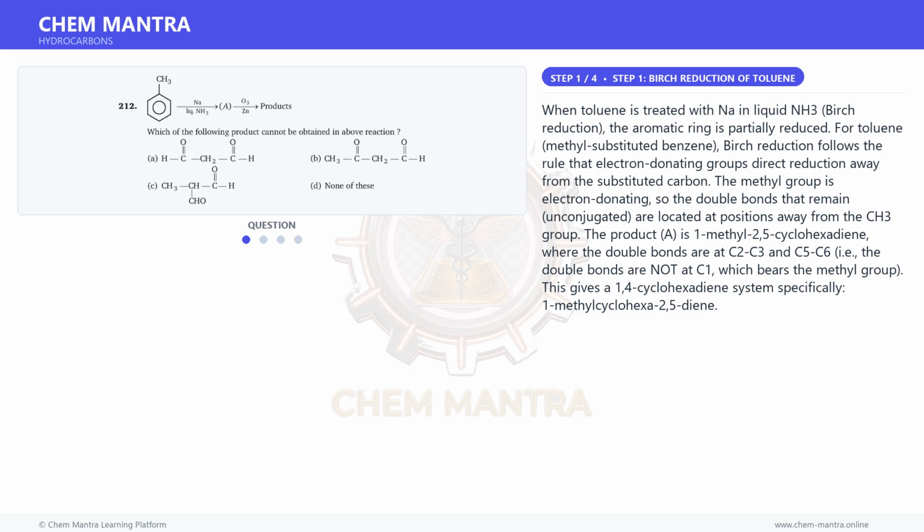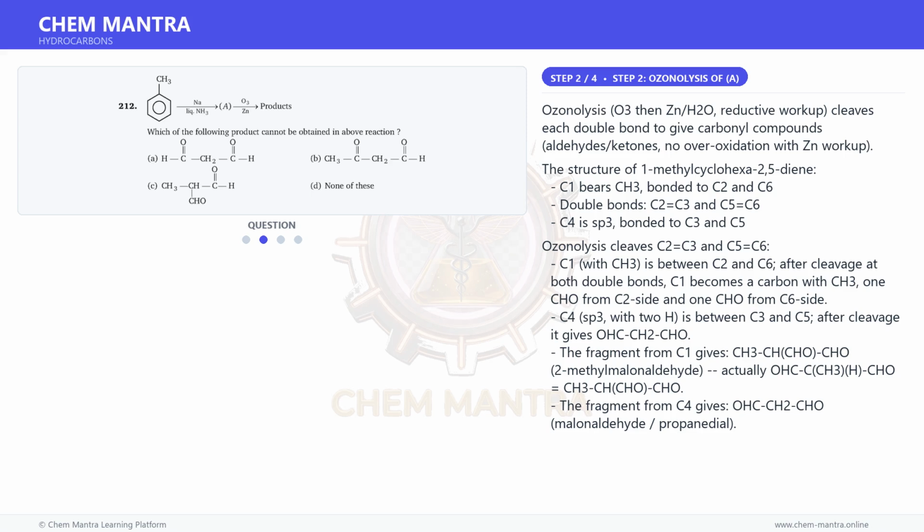1-methyl-2,5-cyclohexadiene, where the double bonds are at C2, C3 and C5, C6, i.e., the double bonds are not at C1 which bears the methyl group. This gives a 1,4-cyclohexadiene system, specifically 1-methylcyclohexa-2,5-diene. Moving on to the next step.